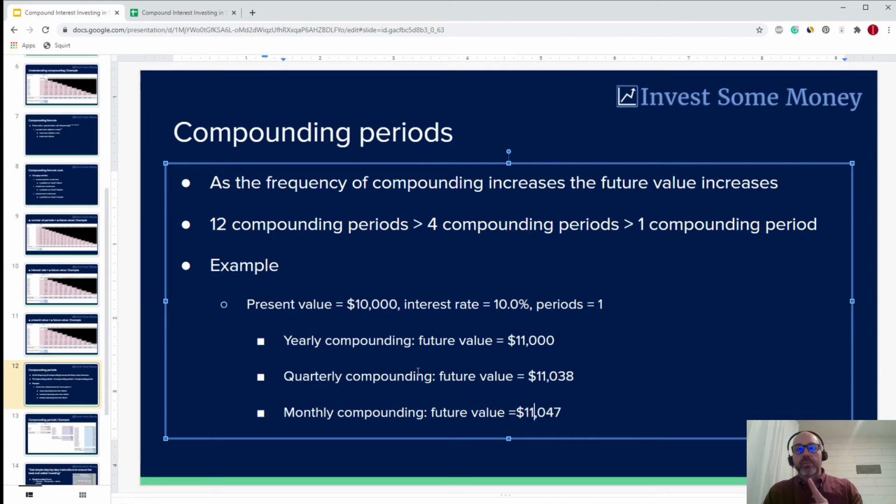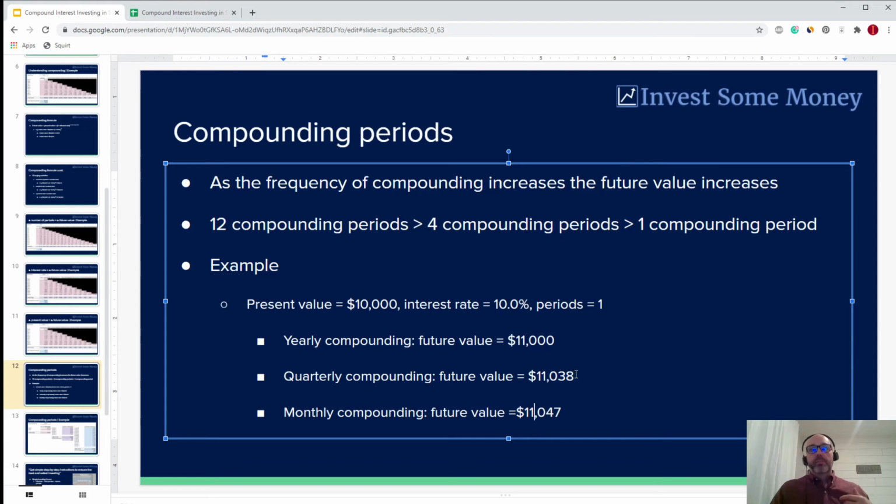Quarterly compounding, what happens? Well, they break this rate up into quarterly amounts and credit it at the end of every quarter. That turns into $11,038. Where did this extra 38 come from? Well, even though our total interest rate is still 10%, the fact that it was compounded 4 times during the year rather than once gave us that little bit of extra return.